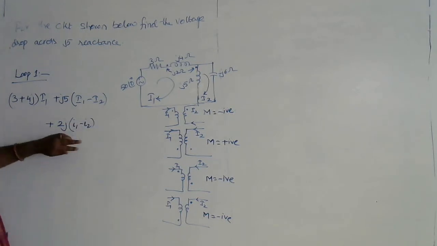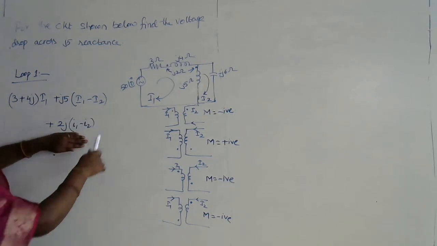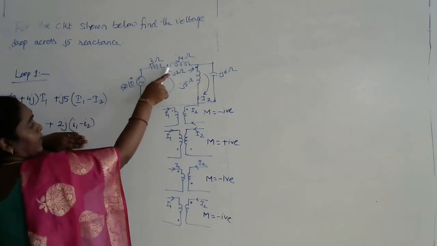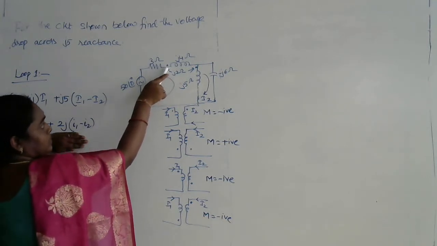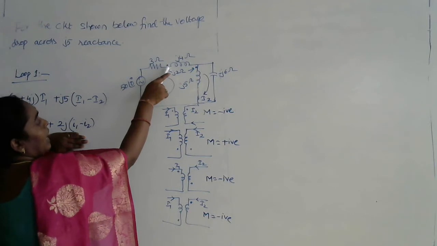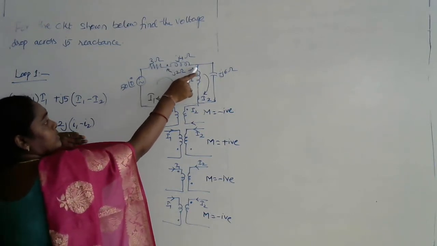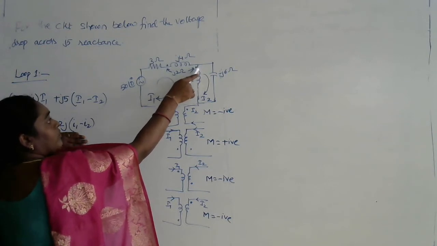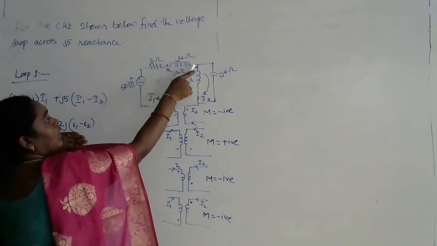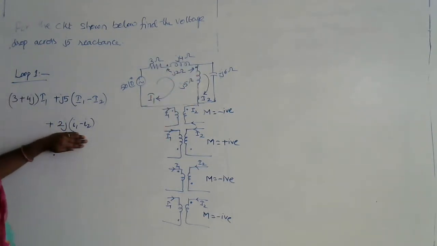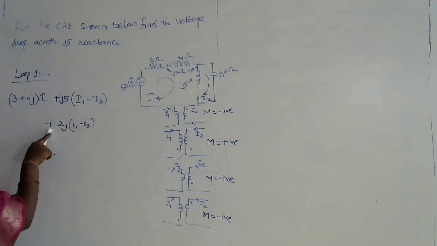I am repeating this step over here, mutual inductance. Whenever we are writing a mutual inductance for the first dot, see the current direction. I1 current is flowing from dot to coil. In the second dot also, current is flowing from dot to coil. Both are in the same direction, so I have written it as plus. The value of that inductance is 2j.